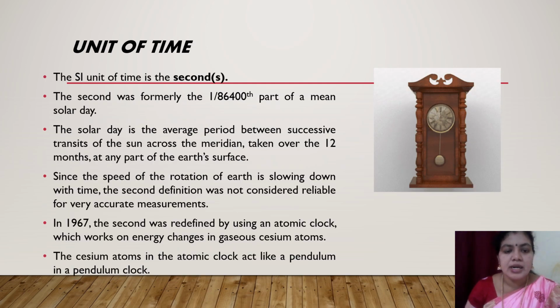Now the third standard quantity is time. The SI unit of time is the second. What is 1 second? It is 1 by 86,400th part of a mean solar day. What is one solar day? It is the average period between successive transits of the sun across the meridian, taken over the 12 months at any part of the earth's surface. In 1967, the second was further redefined by using an atomic clock which works on energy changes in gaseous cesium atoms.